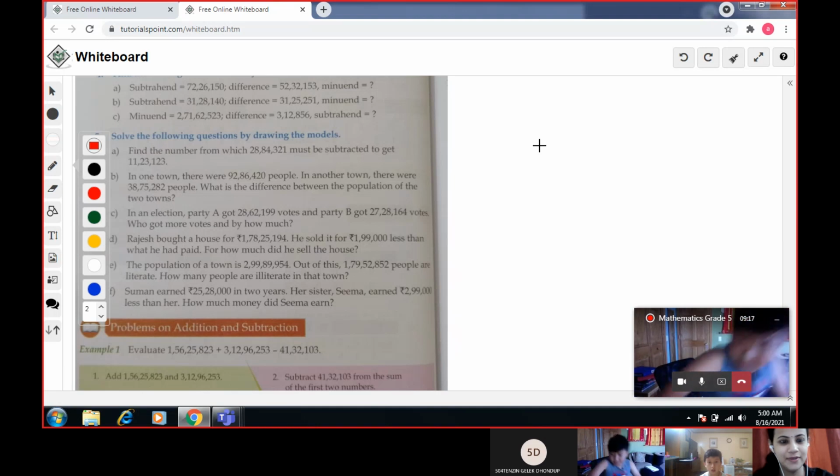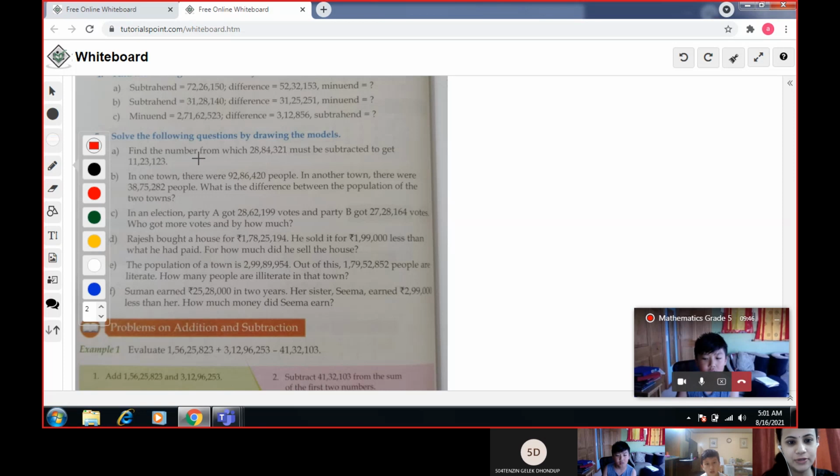So see here, we have to do the word problem. The first question is, can you see the question? Find the number from which 28. It's in the Indian system. Okay, all the questions are according to the Indian system, so no problem. You can do it according to the international system also. Here the question is according to the Indian system, so we are doing it that way.